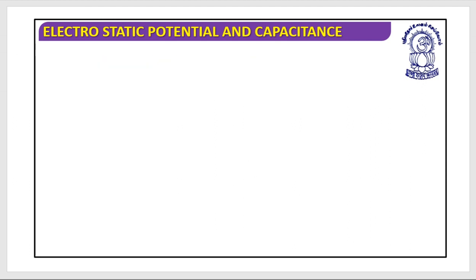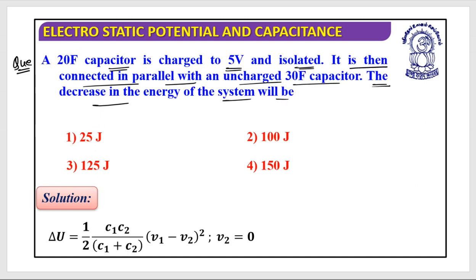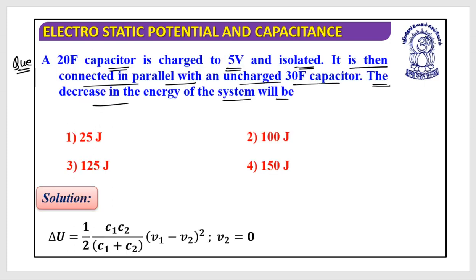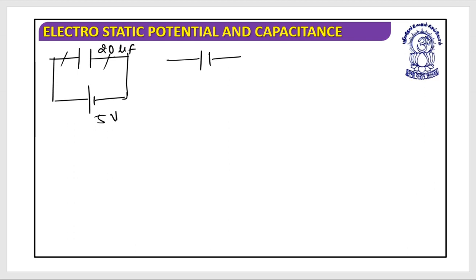Let's draw it. A 20 microfarad capacitor is there and it has been connected with a battery of, I think, 5 volt. Yes, it is 5 volt. It has been completely charged and then it has been disconnected. Then one more capacitor is there which is of 30 farad, but it is uncharged. This is 30 microfarad, I think. So this is of 30 farad, but its potential is 0. And now these two are connected.